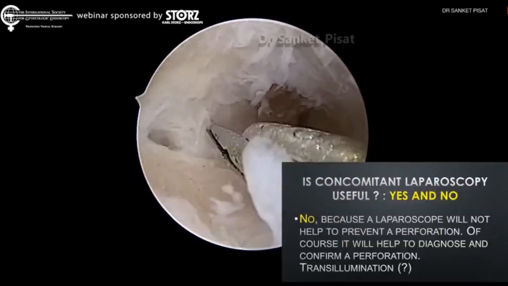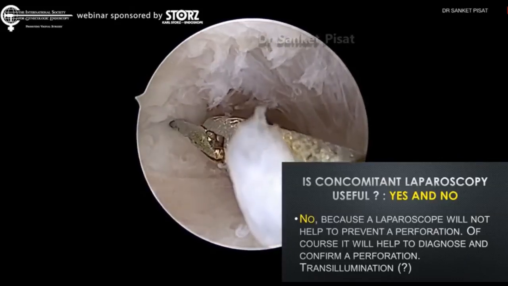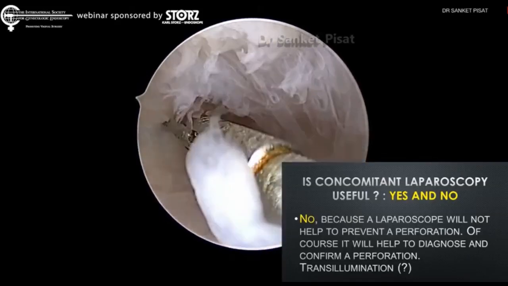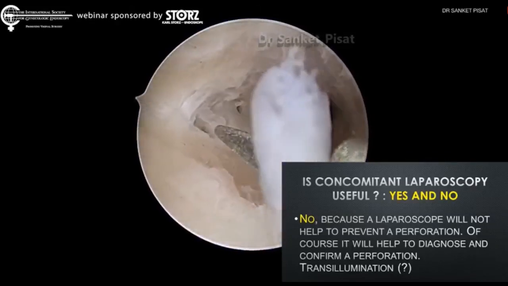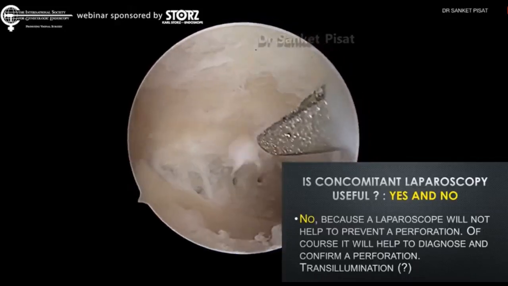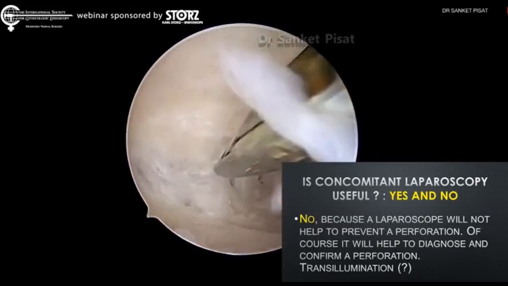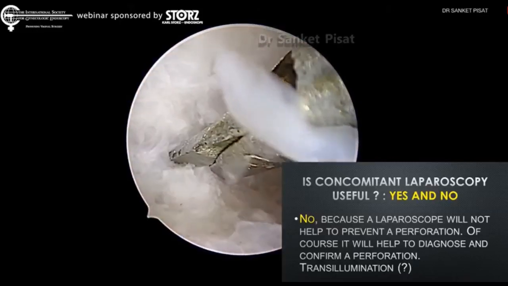cavity between the two. Let's discuss a couple of points before we move forward. The first point of debate is whether concomitant laparoscopy is useful in this case. That's a yes and no answer. No, because a laparoscope will not help to prevent a perforation. Of course, it will diagnose a perforation once it has occurred.